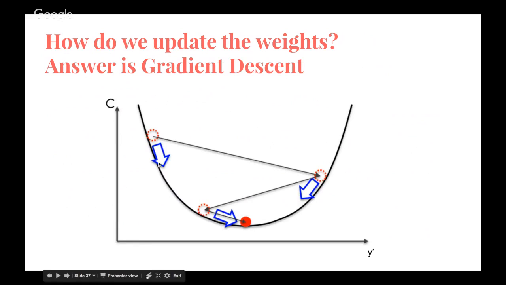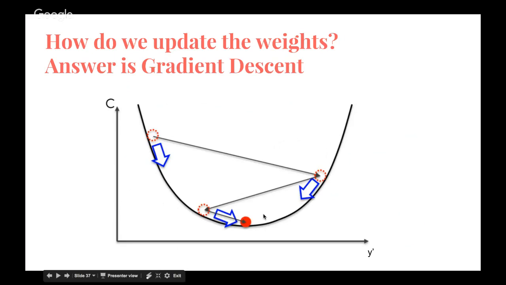Okay, you can see that it's a parabola, right? We have y dash and we have a cost function, right? So let's say initially we are here. What we do is we find the slope and we change the value of y dash and find the cost again. We find the slope and we change the value of y dash and find the cost again. And that's how we reach the minimum. This is the minimum cost function we can achieve.